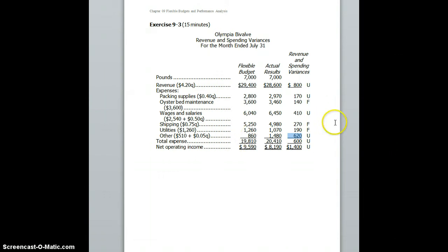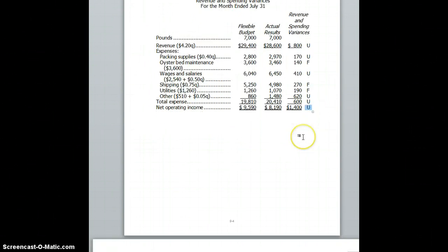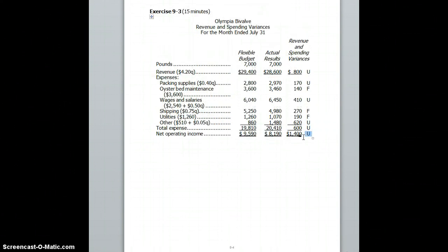At the end of the day, when we look at the whole situation, we see that net operating income is less than the flexible budget by $1,400. That is an unfavorable variance. If we were to isolate that, all the detail, everything above that would explain why our actual results were less than the flexible budget. This does it for our discussion of exercise 9-3.